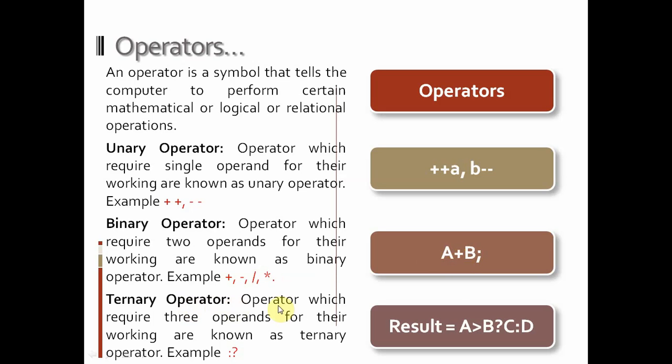Next is the ternary operator. An operator which requires three operands for its working is known as a ternary operator. It is only one operator. It is also known as the conditional operator, and is only one. It is made with the help of two symbols, colon and question mark. So it is a ternary operator because it depends on three operands.